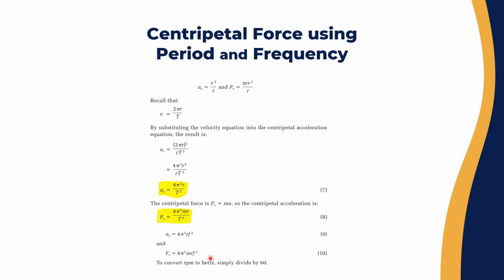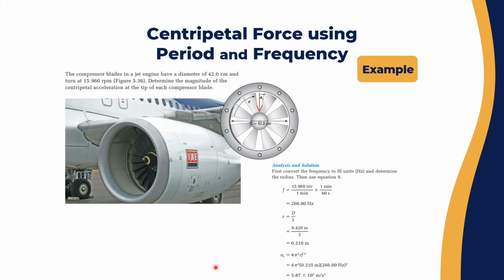And to convert the RPM to Hertz, you always divide by 60. That would give you Hertz, and multiply by 60 to give you back RPM.